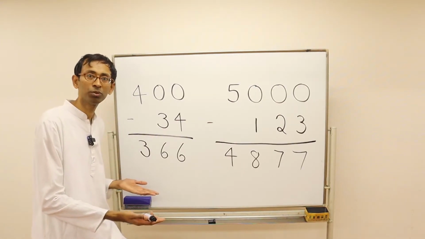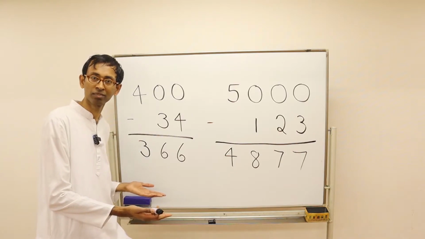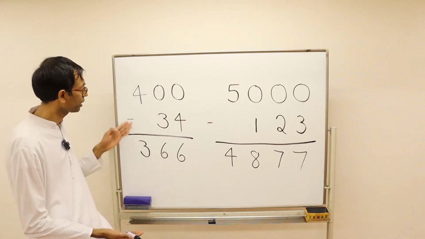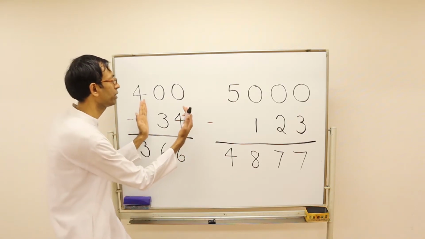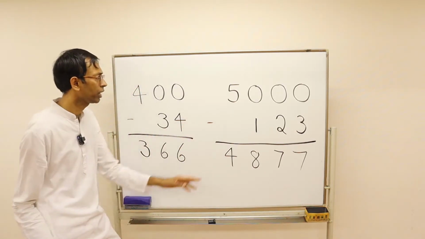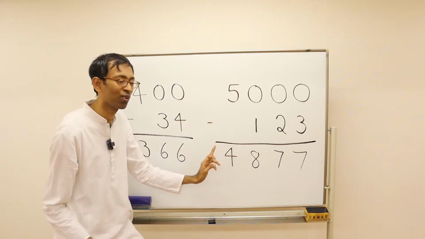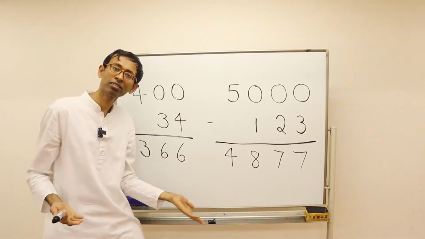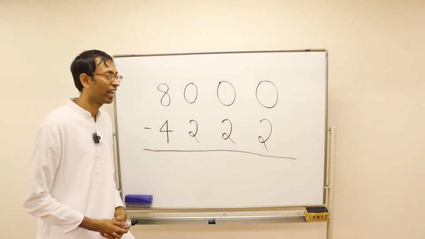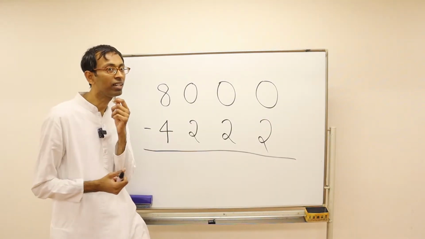Here are the answers for you. Did you get them right? You can see the first digit 4 simply becomes a 3 and we apply the golden rule here. Here 5 becomes a 4 and we apply the golden rule here. As simple as this. Okay, we have another variation here.